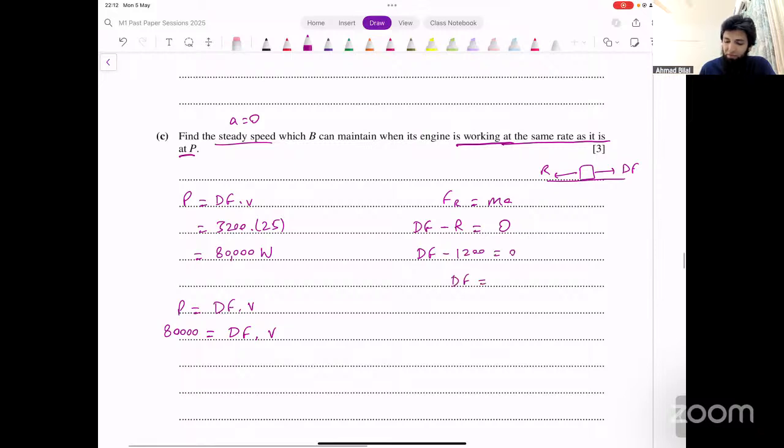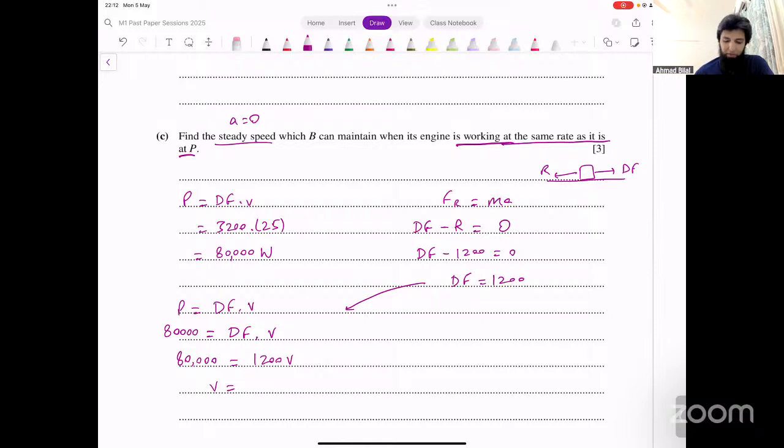df equals 1200. You could just directly write df as 1200 as well, because you understand from the question statement it's steady speed. So the forward forces and the backward forces are going to be equal to each other. So you could directly say that driving force is equal to 1200. Input that here, and that will give you the corresponding value for the driving force. 80,000 equals 1200 times v, and that will give the value for v. You can see what that turns out to be.